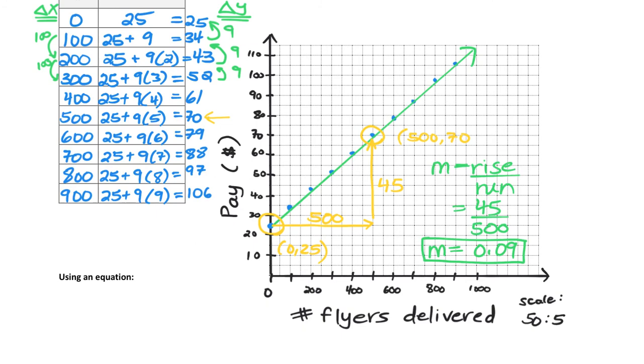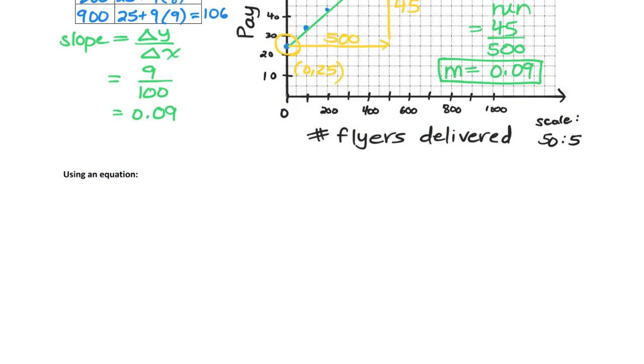So if I want to find my slope here, I'm going to do the first differences divided by the x interval, which is the change in y, divided by the change in x. So I have 9 divided by 100, which gives me 0.09. So that should be the same. And this makes sense. What does it mean? It's saying that you are paid 9 cents for every flyer that you deliver.